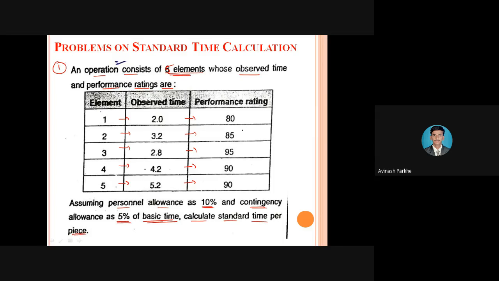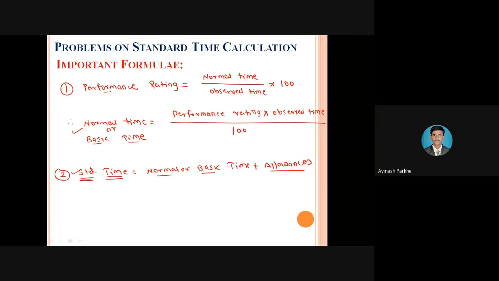So here you can see in the given parameters, the observed time is given, performance rating is given, two types of allowances are given. One is 10%, another is 5%. So first of all, we have to calculate the normal time or the basic time, because whenever I have to calculate the standard time, first of all, my requirement is that I have to calculate the normal time for each and every element, and at the end I have to add the allowance. So how to calculate? Let us see.